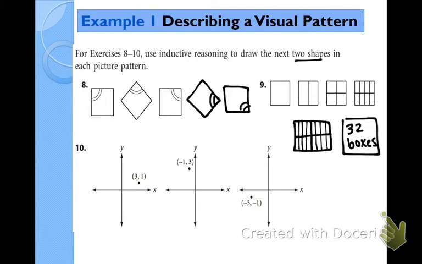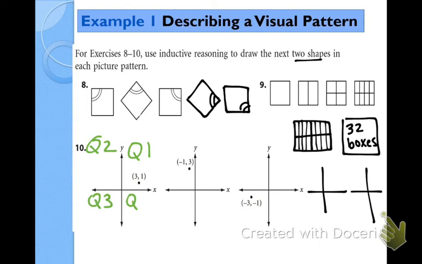Number 10. We have an X and Y axis, so we know the next 2 will both have an X and Y axis. The only thing that's changing is the point. The point is going counterclockwise. It's actually going in order, because this is called quadrant 1, like in algebra. Quadrant 1, this one's called quadrant 2, quadrant 3, and quadrant 4. So in each one, it's in quadrant 1, then moves to quadrant 2, then moves to quadrant 3. So then we'll have a point in quadrant 4.